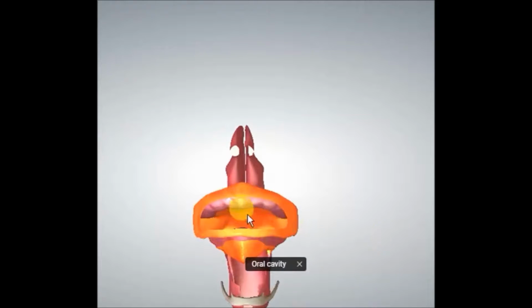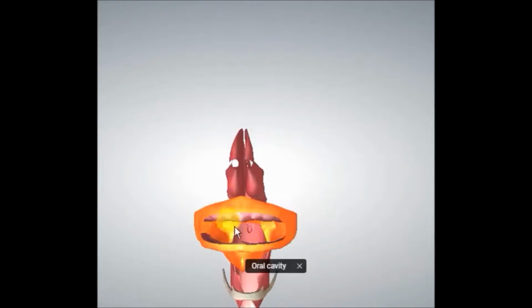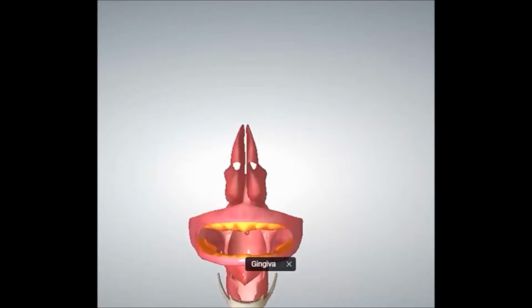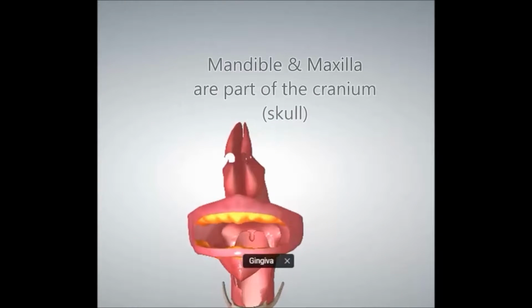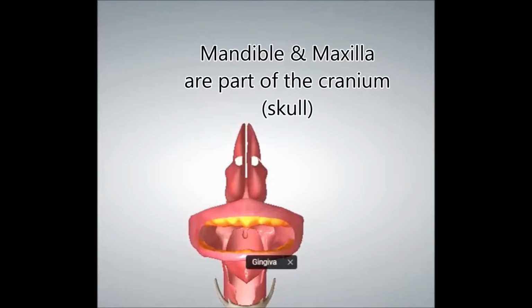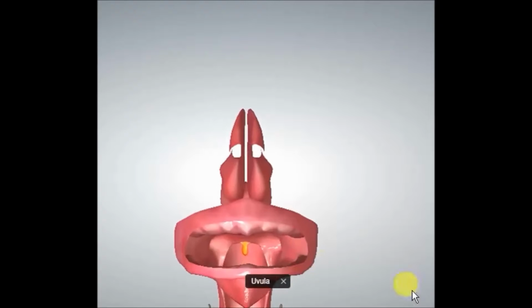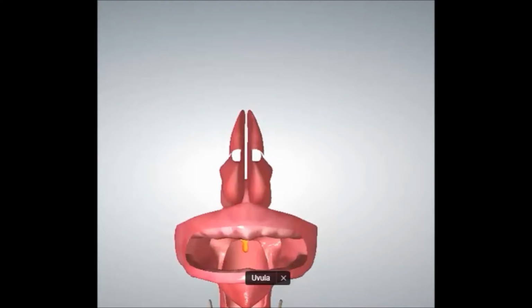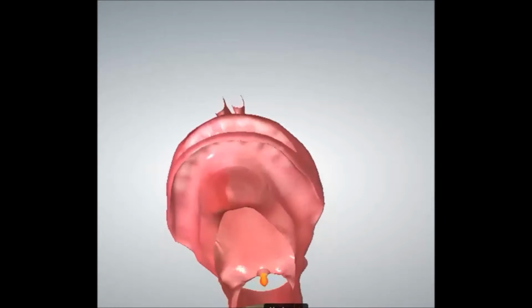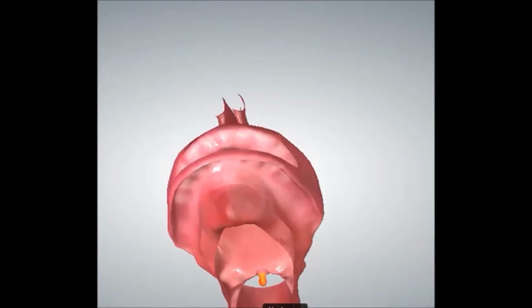What does this do? This is where food is placed and vocal sounds are produced. It contains the tongue and the teeth. In the oral cavity we also have the gingiva, which is the gums, and it consists of mucosal tissue. This lies between the mandible and the maxilla inside of the mouth. The uvula is located at the posterior edge of the middle soft palate, and it's composed of connective tissue containing a number of glands and some muscle fibers.